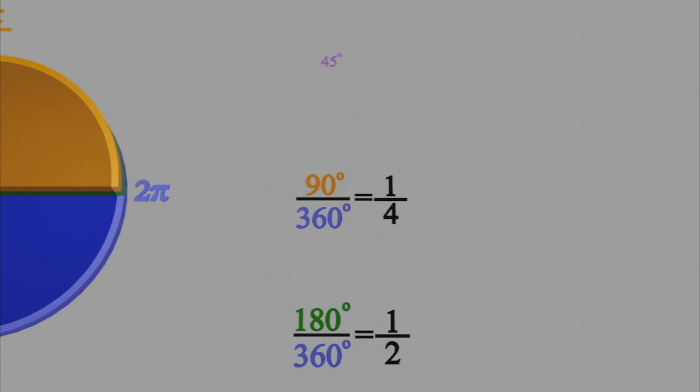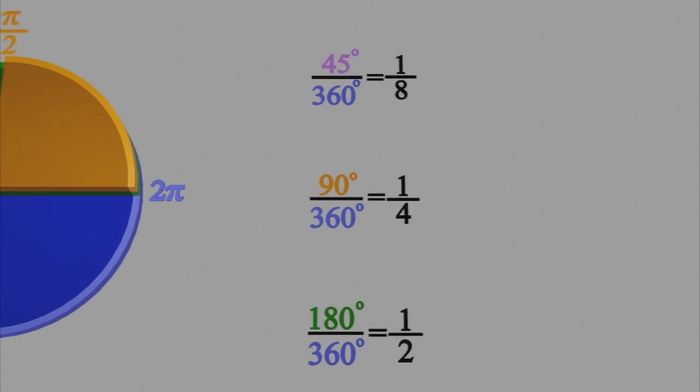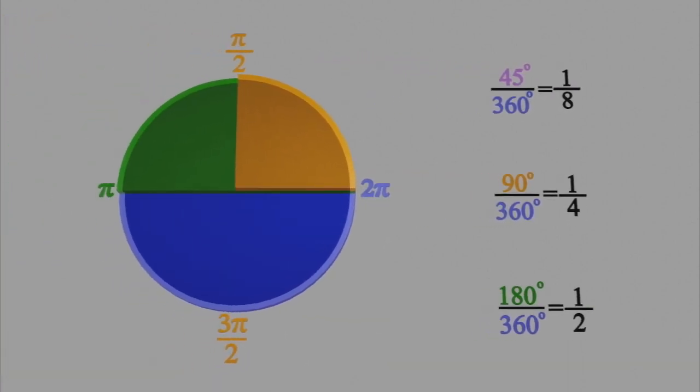I'm going to add in another wedge, which is 45 degrees, and 45 divided by 360 is equal to 1/8. So this wedge represents 1/8 the distance around a circle. So I write that as 2 pi divided by 8, which simplifies to pi divided by 4, or pi fourths.